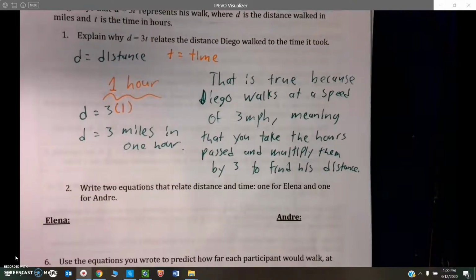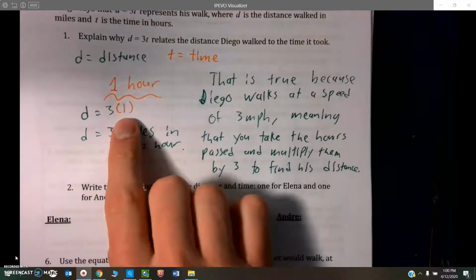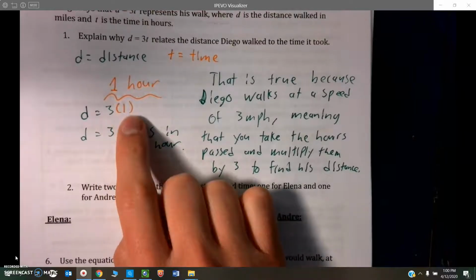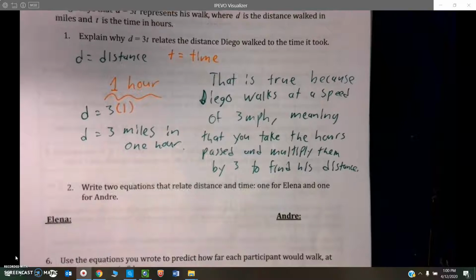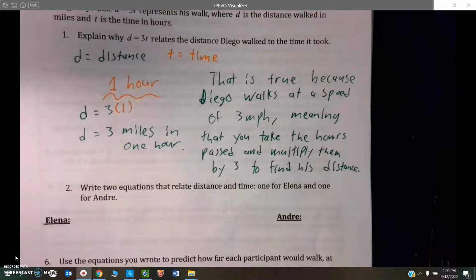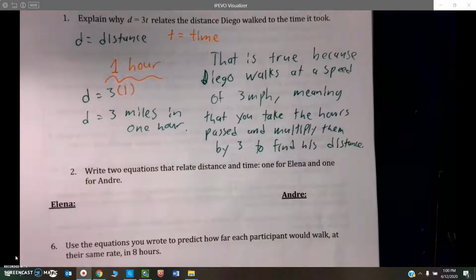Okay, so once again, that means that if he walked for 2 hours, and I plugged in 2 here, that would be 3 times 2, and that would mean he walked 6 miles in 2 hours, which, going back to our table, is true. So now we have to do the same thing for Elena and Andre.